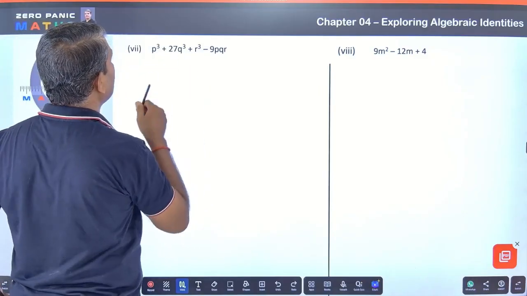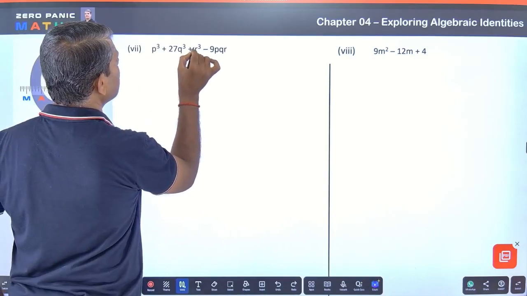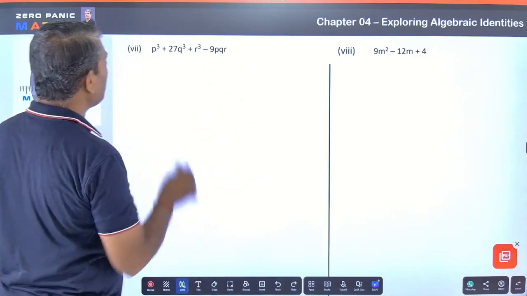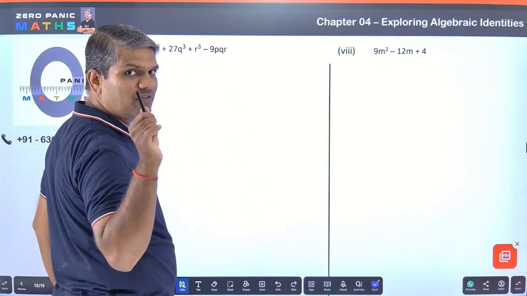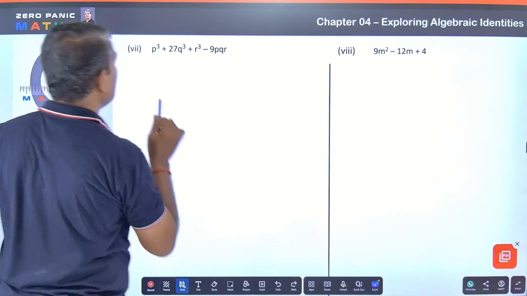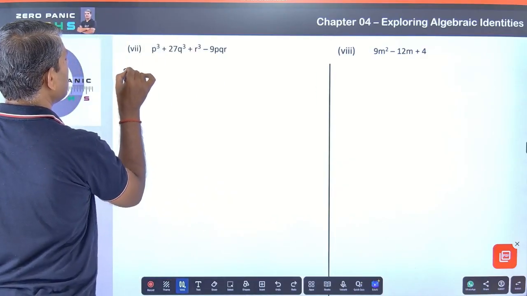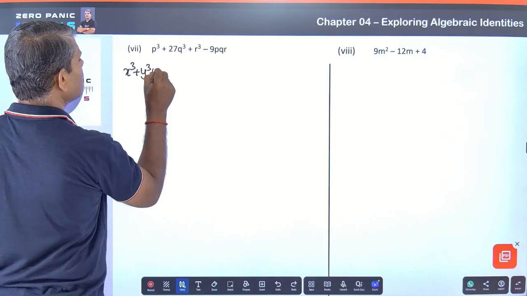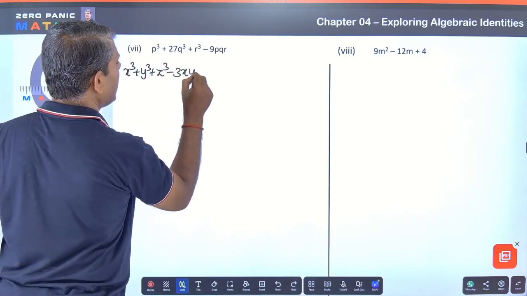There is a new identity that you are dealing with here. It is a cube plus b cube plus c cube minus 3abc, or x cube plus y cube plus z cube minus 3xyz. We had this formula, if you remember. Now let me first write the identity that matches with this, and that is x cube plus y cube plus z cube minus 3xyz.